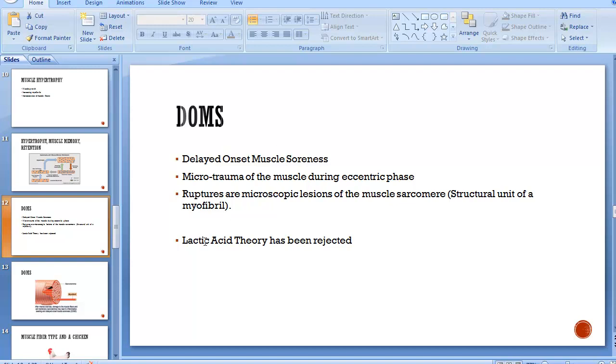We used to think it was because of lactic acid. The muscles were exposed to lactic acid, and that's what causes soreness. That's not true. It's the microtrauma that occurs.